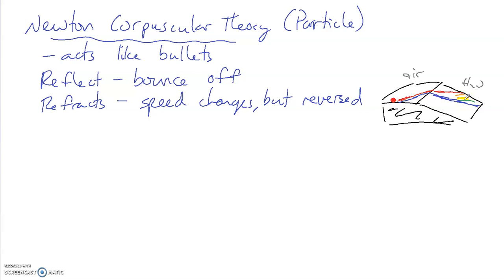He has it reversed. He said it would speed up when it goes into water, when it actually slows down. So he had the idea right where, when the light hits a different medium, it changes its speed, which would change its direction, just like a marble would go here and then speed up and change direction down the ramp. Right idea, but he had it reversed.